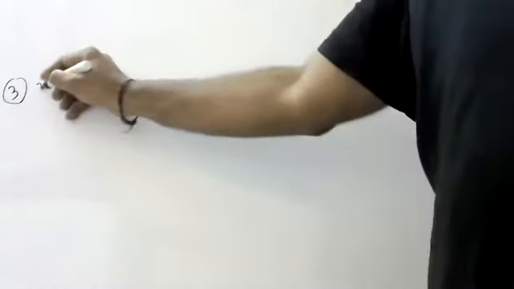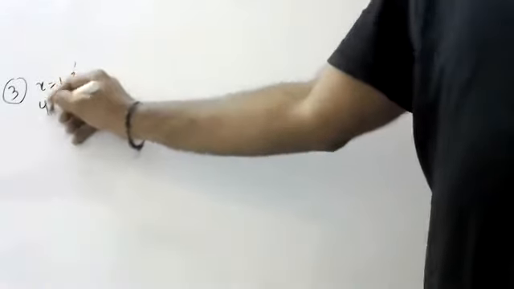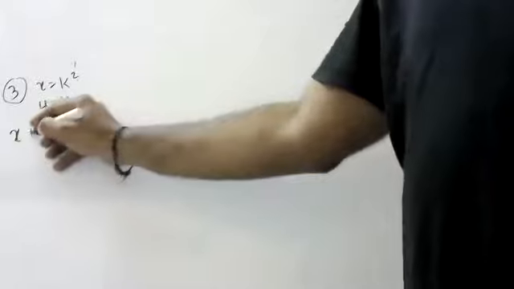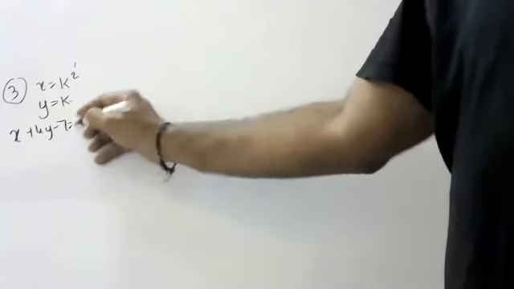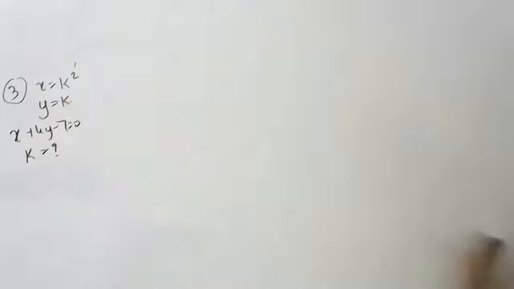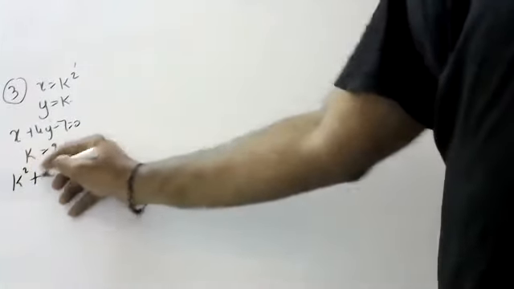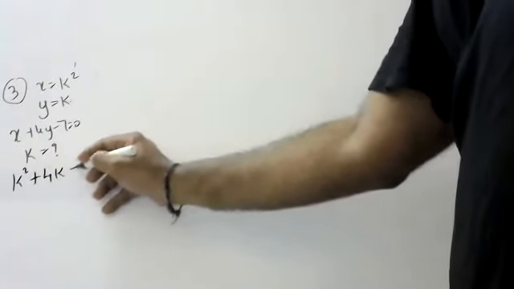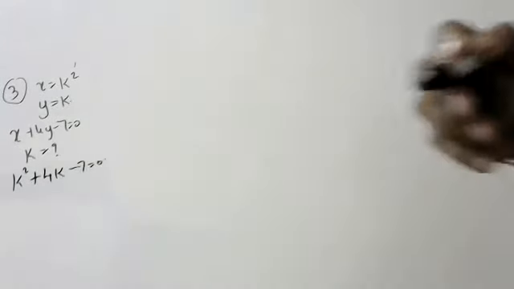Third sum is there like this. x is equal to k square, y is equal to k are the solutions of x plus 4y minus 7 is equal to 0. Find k. Can you tell me the substitution? Yes, sir. k square plus 4k minus 7 equals 0.